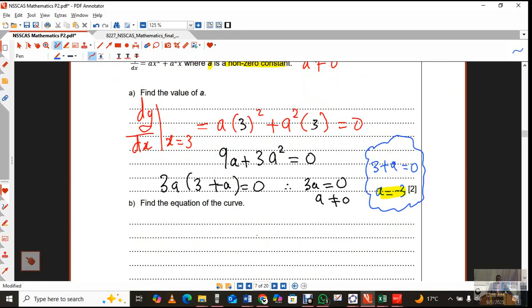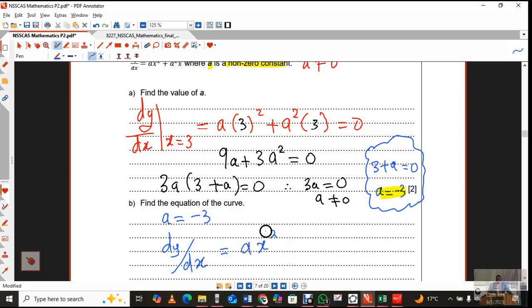Right, so let's just complete what we have over here now. We know what a is. Our a value is negative 3. We have dy/dx, which was originally given to us as ax squared. I'm just rewriting it, it's not necessary, but just to create space there, ax squared.